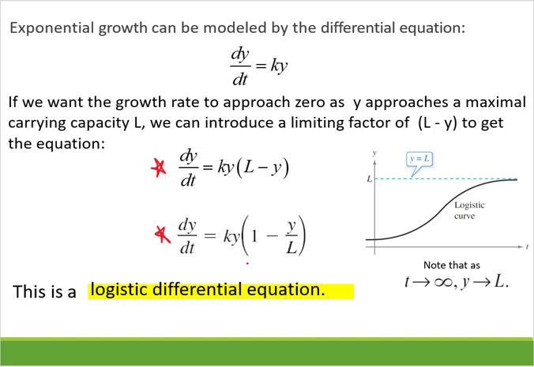So this is a logistic differential equation, and the logistic curve, the solution to this differential equation, looks something like this, where I have an initial condition, and I go up, and then about here, halfway to my carrying capacity, I'm increasing the fastest, and then I start slowing down and get to my carrying capacity. Okay?